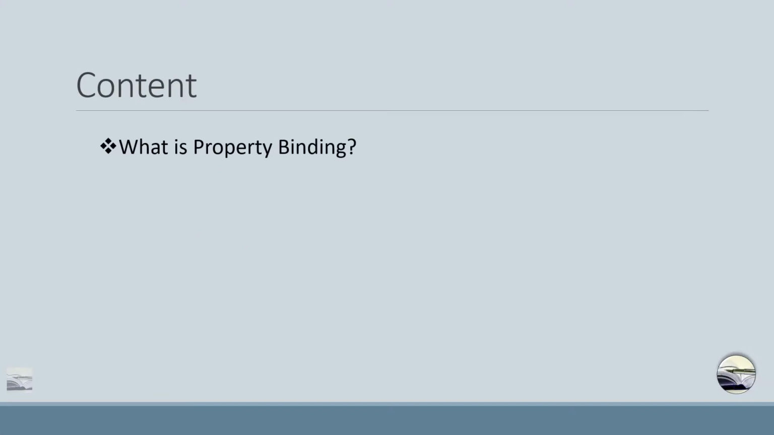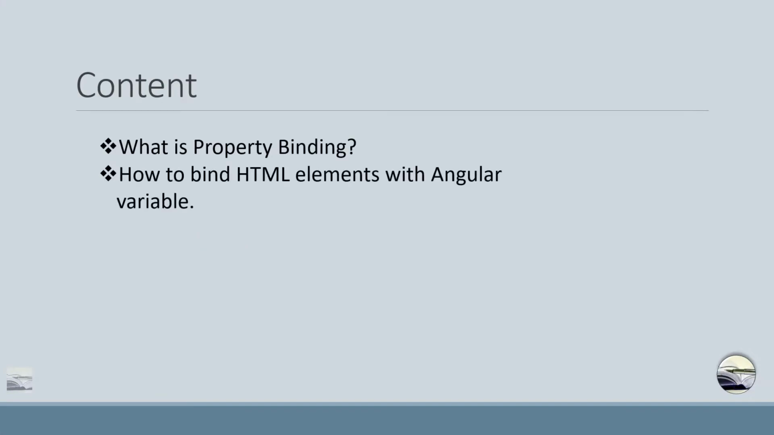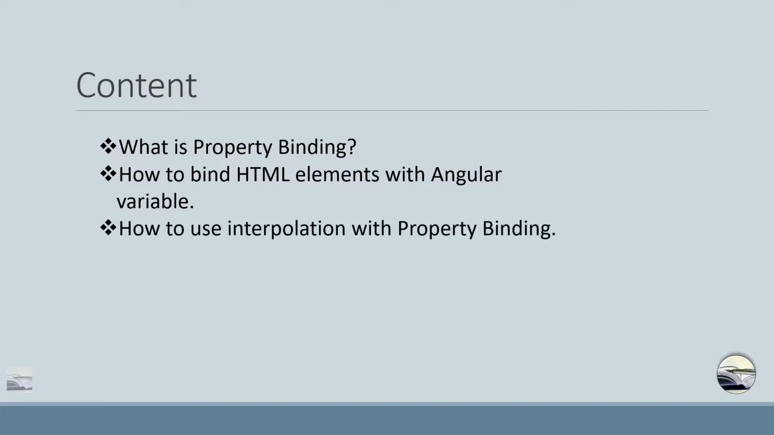So we'll be discussing what is property binding, how we can bind HTML elements with an Angular variable, how we can use interpolation with property binding, and at the end we'll have a quiz. So let's just jump to the code.